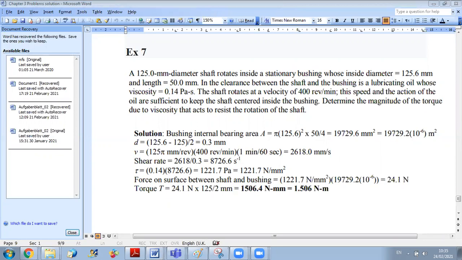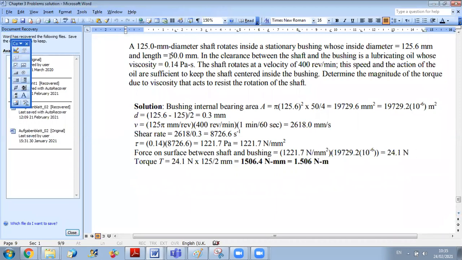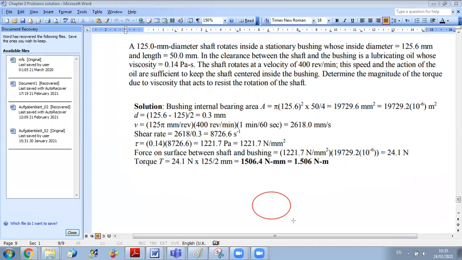So now, when we read this problem, it might seem complex, but if we draw a small figure, you will see that it is simple. So let us draw the figure here. We have an inner shaft, and the radius of the inner shaft is given. The radius is 125 millimeters. And this shaft is rotating inside an outer bushing that is fixed. It's stationary, it's not rotating. So this is the bushing. And the diameter of it is given to be 125.6.